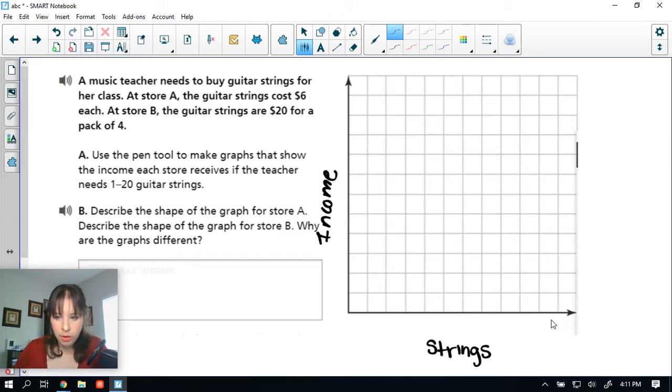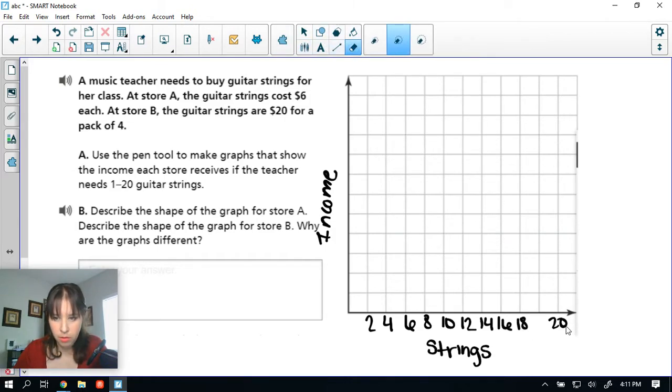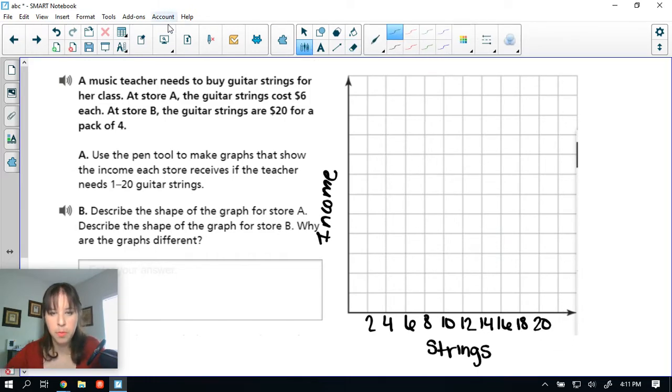All right, we want 20 strings. So I'm going to put 20, and I think these go by 10, 2, 4, 6, 8, 10, 12, 14, 16, 18. Oh, and I did go 1 too far. So let me erase this and then put 20 here.